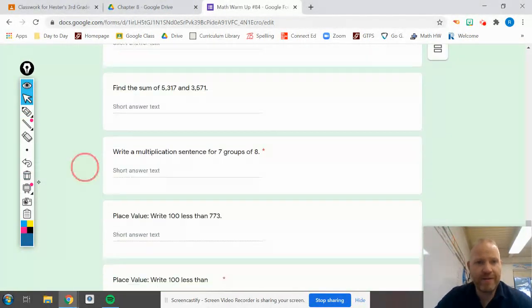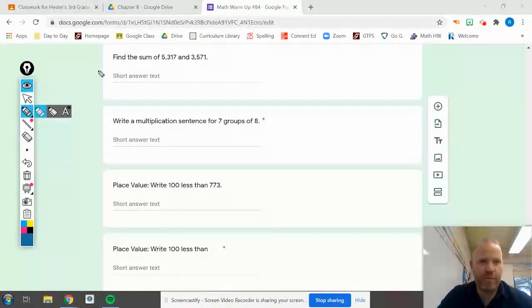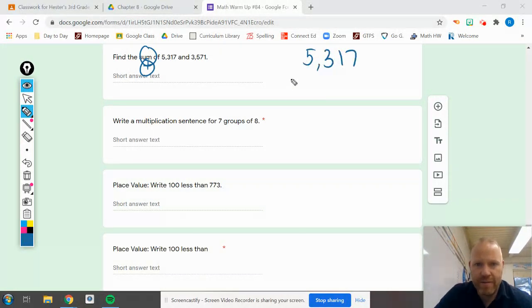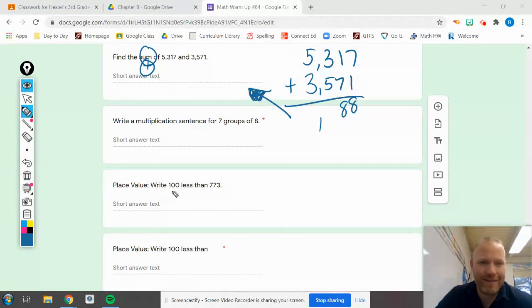Let's move on down to addition. So when it says sum, that is the keyword for adding. So we're going to add 5,317 plus 3,571. Add them straight down. And then you're going to finish by putting it in the box.